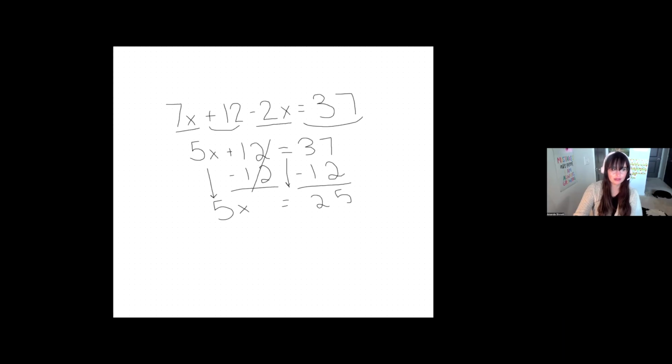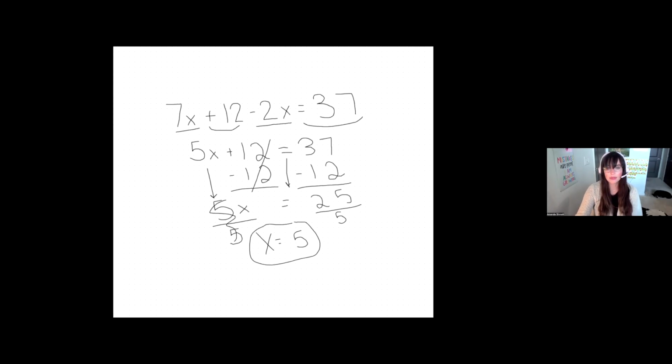What do we do next? We want to get the x by itself. So we're going to divide this by 5 to get rid of this 5. So now we have the x by itself. We have to do the same thing to this side. 25 divided by 5 is 5. So we have x equals 5.